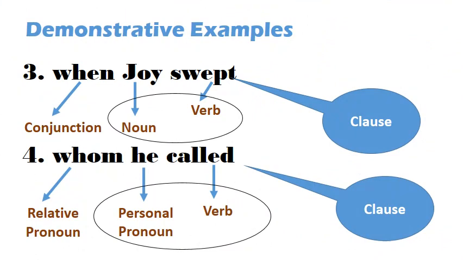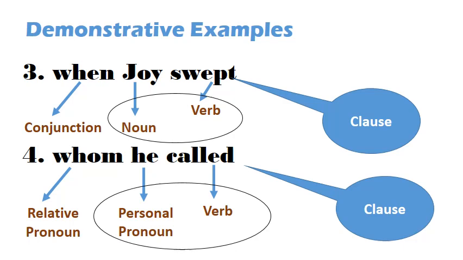In example 3, the first word, when, is a conjunction. The second word, joy, is a noun. The third word, swept, is a verb. As the oval shape on the screen shows, there is an occurrence of a noun which is followed immediately by a verb. Therefore, example 3 is a clause.